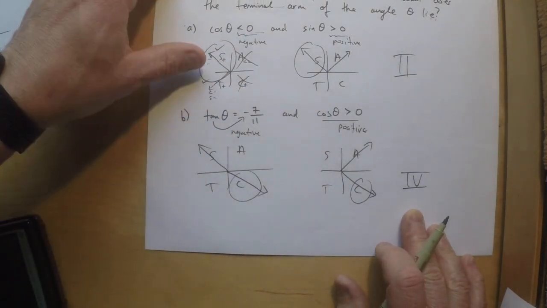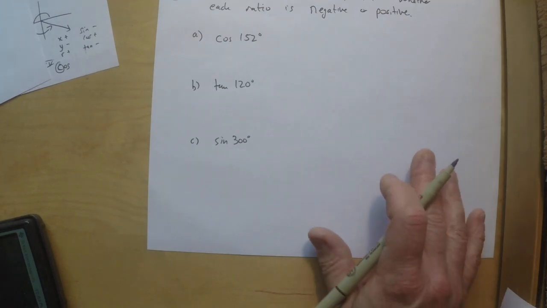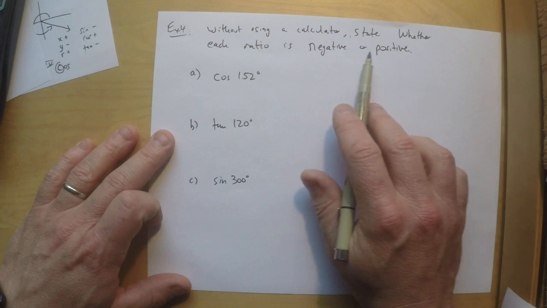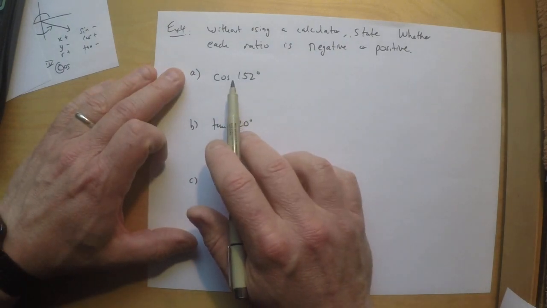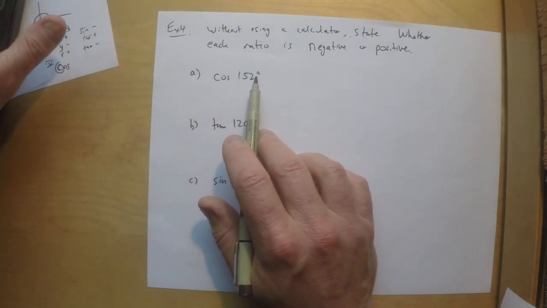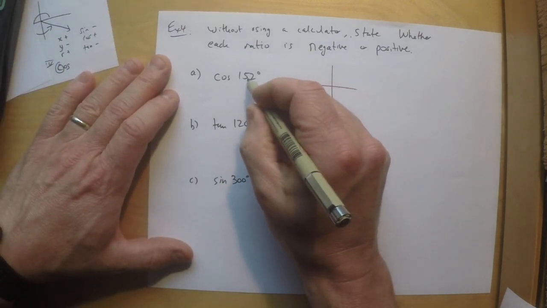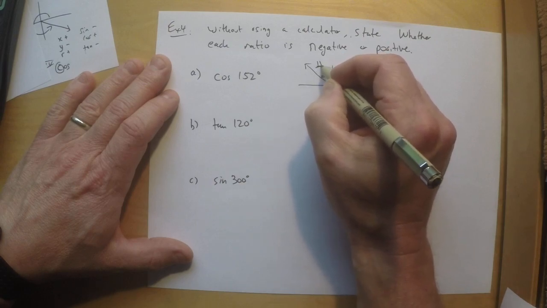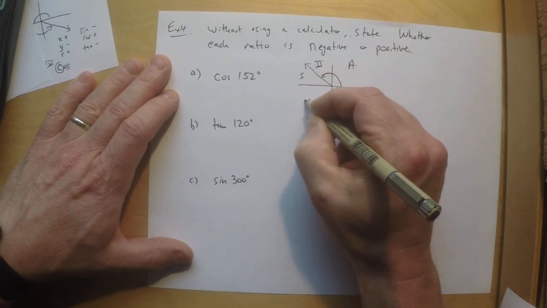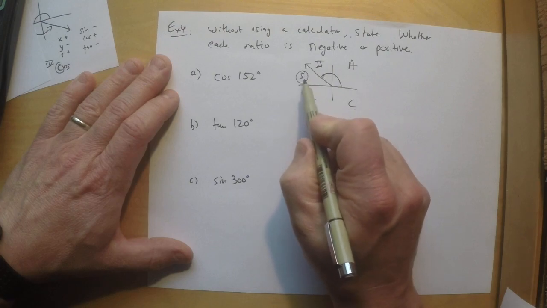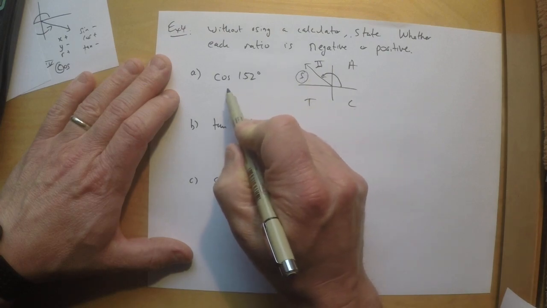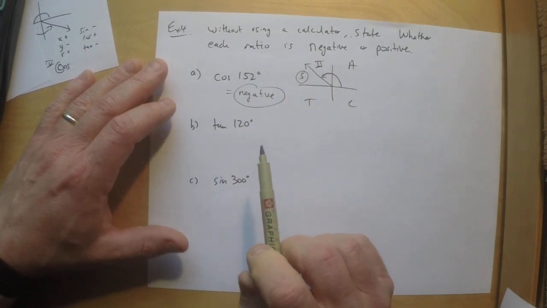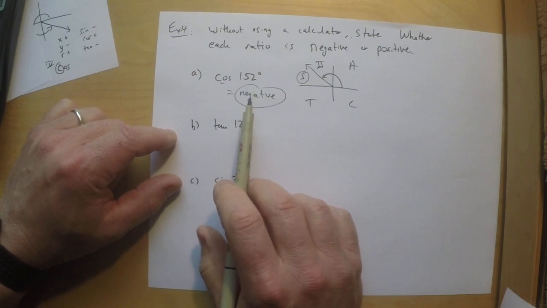Alrighty. Okay, and the last example, quickest of them all. Without using a calculator, state whether each ratio is negative or positive. So, cosine 152. Now, not using a calculator. Well, where's 152? 152 must be in quadrant 2. According to all suckers take cocaine, in this quadrant, sine is positive. Cosine of that angle has to be negative.